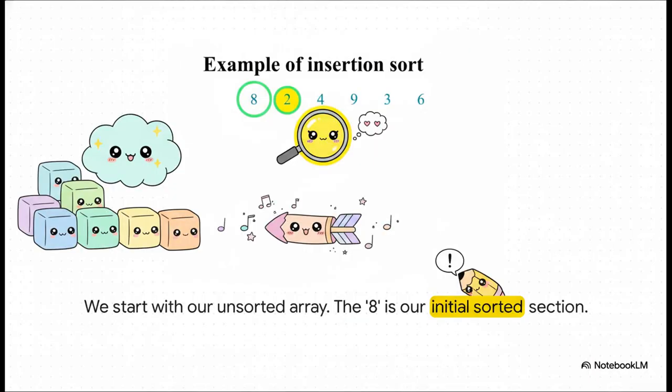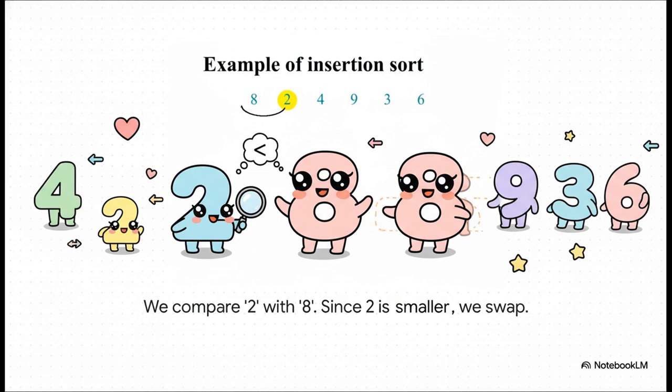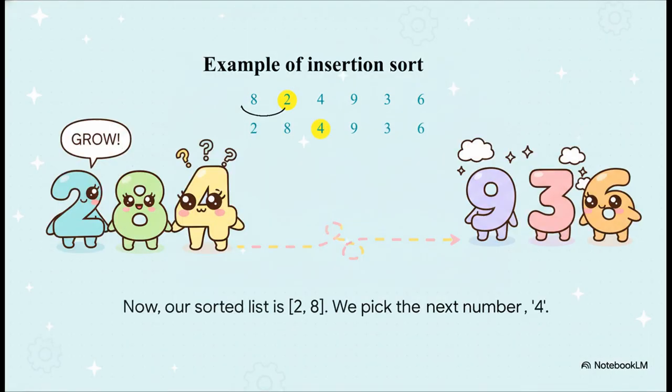All right, let's actually see this thing run. Here's our unsorted array. The algorithm looks at this and says, okay, the first number, 8, that's my starting sorted section. Now we grab the next element, the 2. Our job is to get this 2 into its proper place in that sorted section. So first thing, we compare our new number, 2, with the last item in our sorted list, which is 8. Is 2 less than 8? You bet it is. So we shift the 8 one spot to the right to open up a space, and we slide the 2 right in. Perfect. See that? Our little sorted subarray just grew. It's now 2, 8. The rest of the array is still waiting its turn.